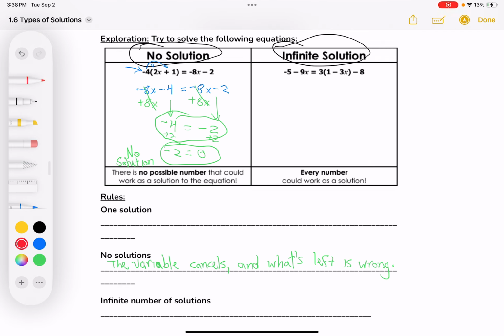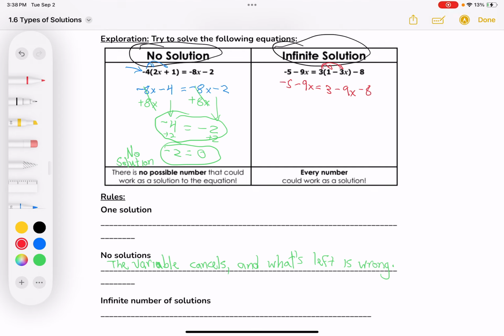Now let's take a look at infinite solutions. I'm going to do this one in red. Infinite solutions, let's start writing this out. You're going to know negative 5 equals negative 9x. We're going to crack the egg again. There's a lot of egg cracking today. 3 times 1 is 3, distributive property. 3 times negative 3x is negative 9x minus 8.